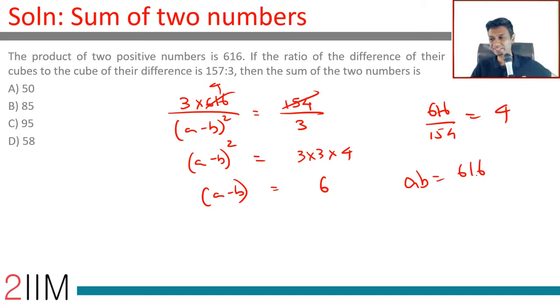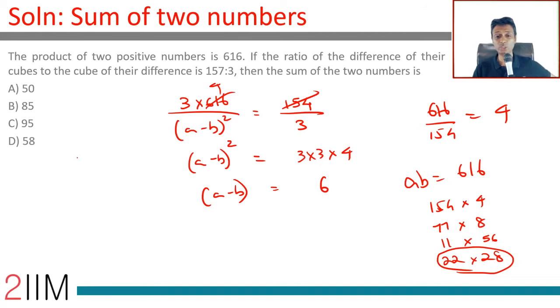But the numbers are all integers. Let's see if we can guess this. 616 can be factorized. It's divisible by 4. This is 154 into 4. This is 77 into 8. A multiple of 7. So divide this by 7. 11 into 56. Multiply by 2. 22 into 28. We've got a winner. 22 into 28 is 616. 28 minus 22 is 6. 28 plus 22 is 50. We're dealing only with positive numbers, so we don't have to worry about minus 28 into minus 22 and all of that stuff. We can forget about that.